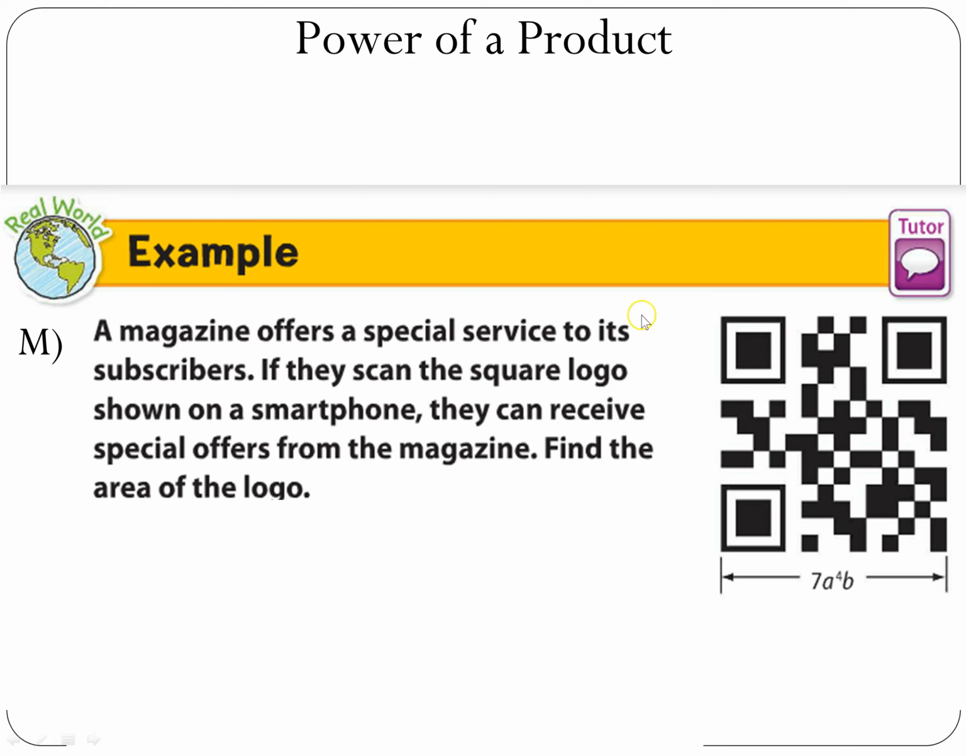A magazine offers a special service to its subscribers. If they can square the logo shown on the smartphone right here, they can receive a special offer from the magazine. So if I want to find the area, that means I'm multiplying this. It's a square. That means I can square that number.